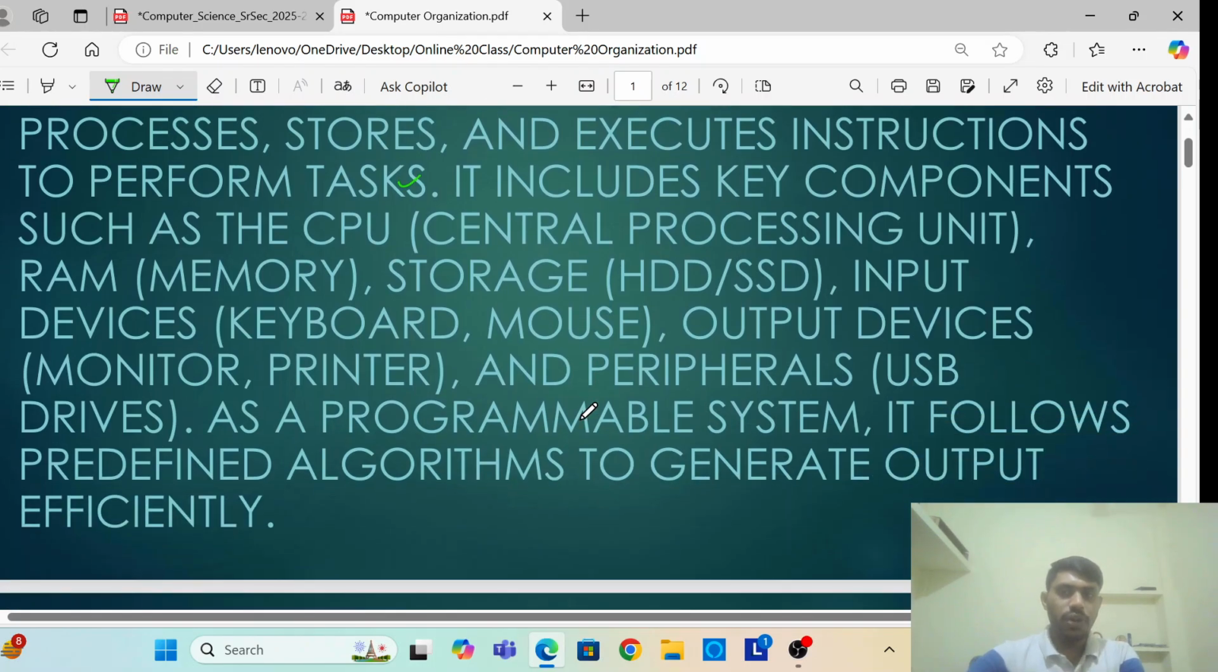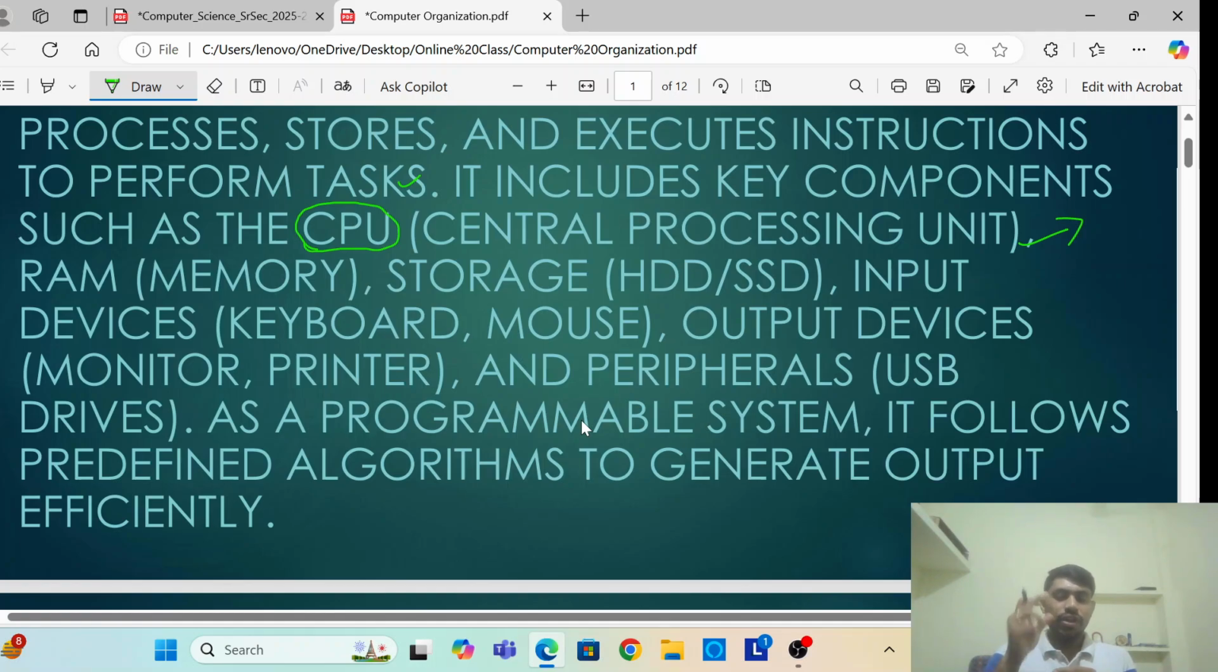So it includes key components. What are the key components? You can see here, first is the CPU, Central Processing Unit. It is called the brain of the computer. We have one brain, yes or no? What are the things we do with our brain? We remember things, and whenever required, we recall them. Different kinds of signals come from different parts of the body. If anything happens in our body, immediately the signal passes to the brain.